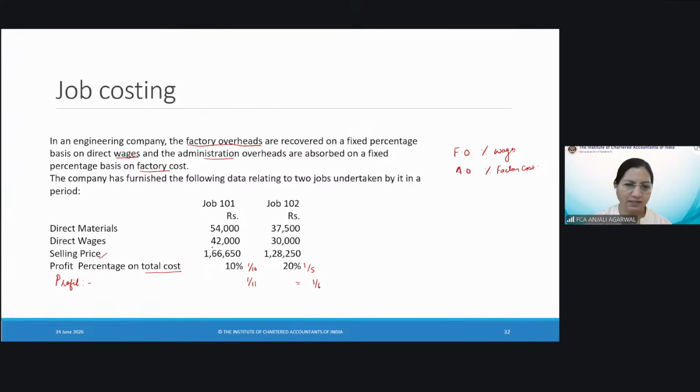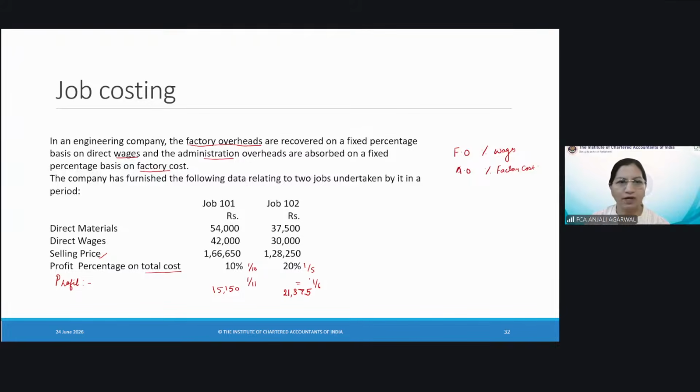So 1,66,650 divided by 11. The profit comes out to be 15,150 for job 101. For job 102, 1,28,250 divided by 6. The profit is 21,375.